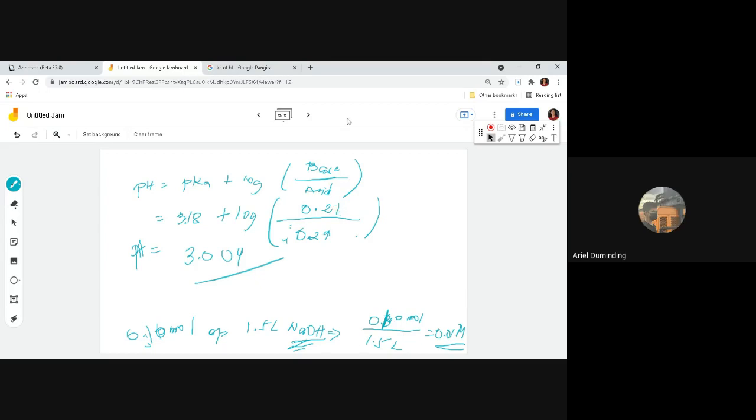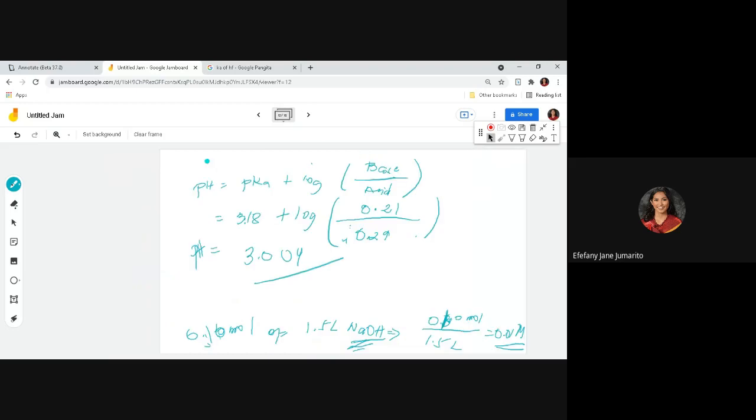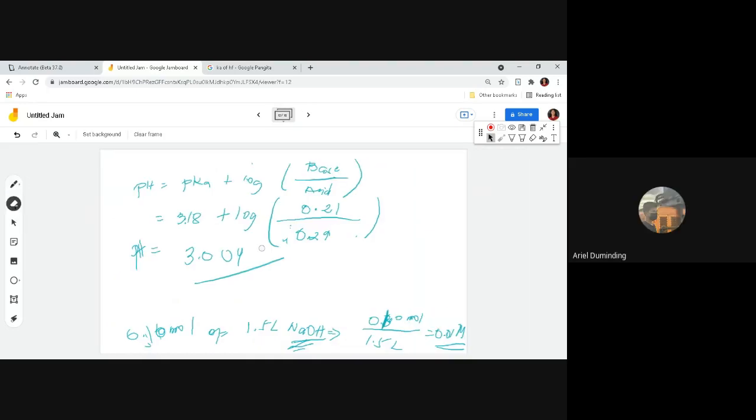Yes, 3.04, ma'am. And the last? 3.004. It is bigger. Okay, alright. So class, you notice that the concentration you added is small, so the pH will change only slightly. It is buffered.